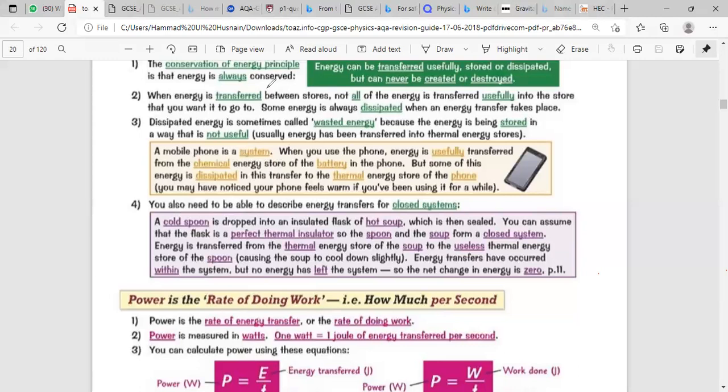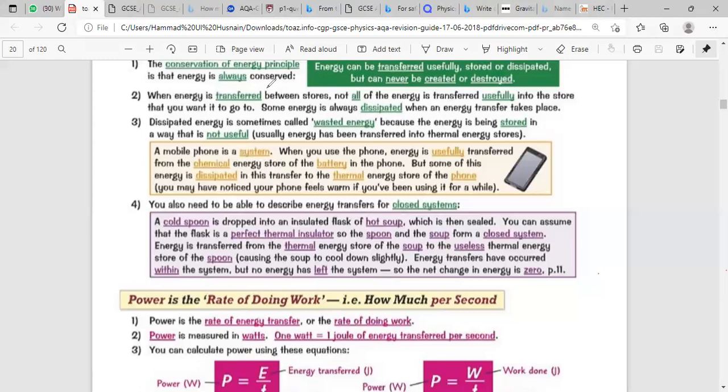So in a closed system, let us say we have a bowl of hot soup, and in that hot soup you put a cold spoon, and then you take that combination of hot soup and cold spoon and put it in an insulated flask. An insulator is a body which doesn't allow the transfer of electric current or energy through it. You cannot pass electric current or heat through it.